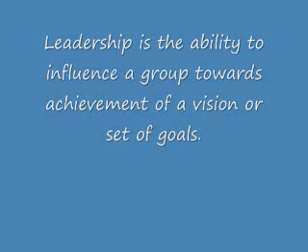Leadership, which we will talk about in this lecture, is the ability to influence a group towards the achievement of goals. There are several theories of leadership. We will start with the basic traits and the behavioral theories of leadership.